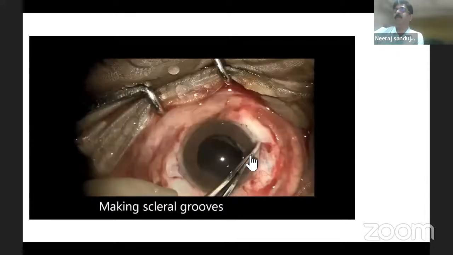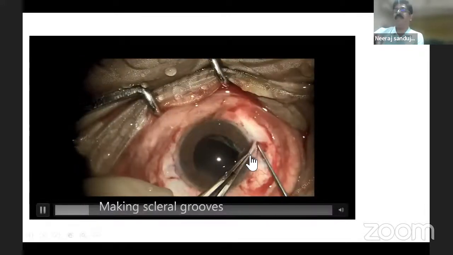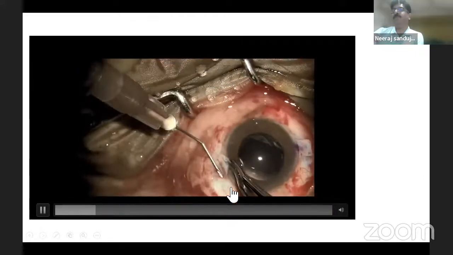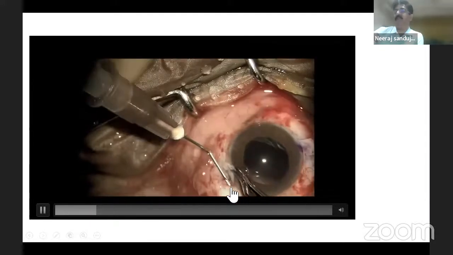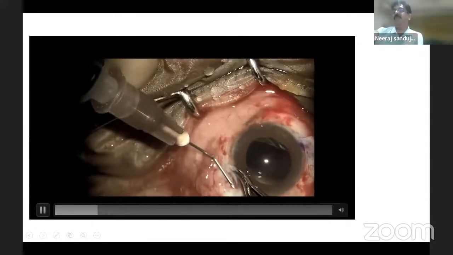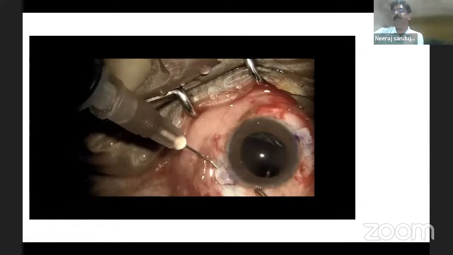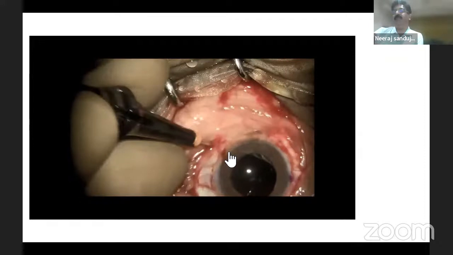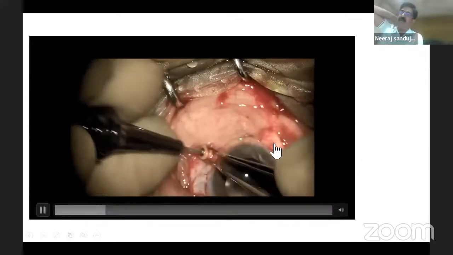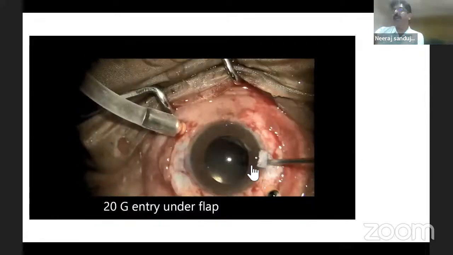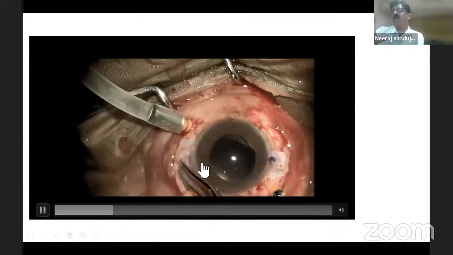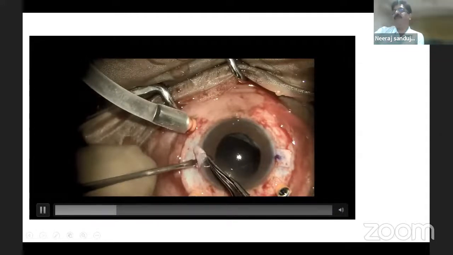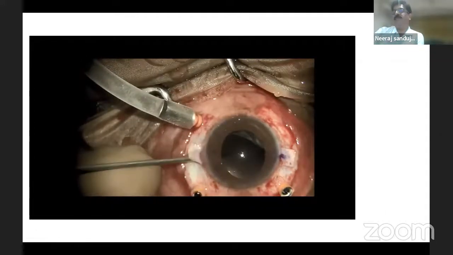Now the scleral grooves are being made, which go along the circumference of the limbus. You can see with this 26 gauge needle, we are making the grooves, and the haptics have to follow that. After the scleral flaps and grooves have been made, we put in a trocar cannula and now make a 20 gauge entry. Now the globe is formed, and we are making a 20 gauge entry 1.5 millimeters from the limbus into the vitreous cavity, to which the haptics of the intraocular lens will be put.